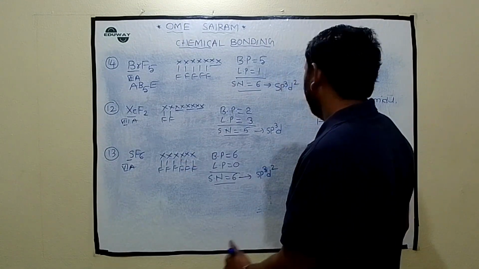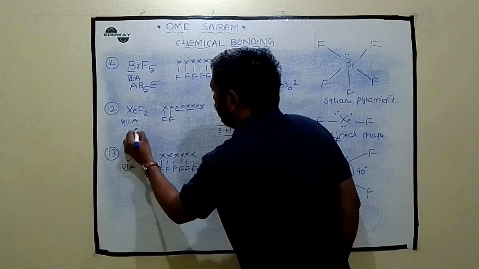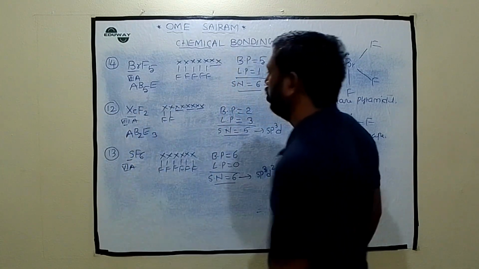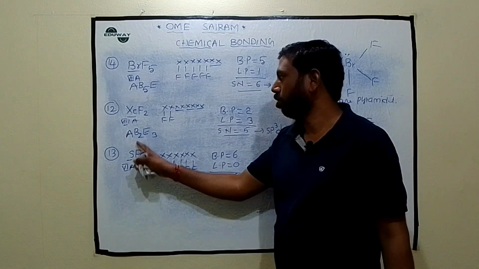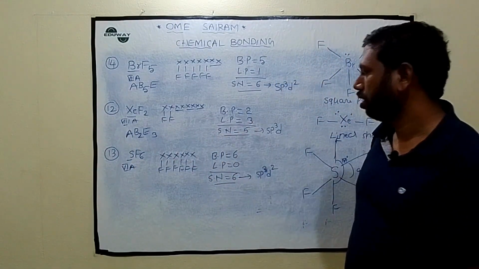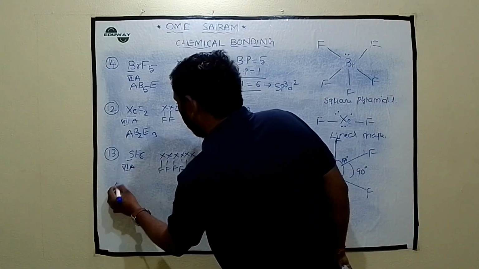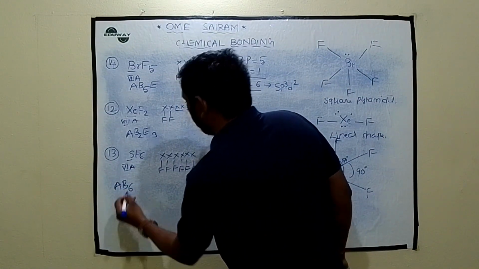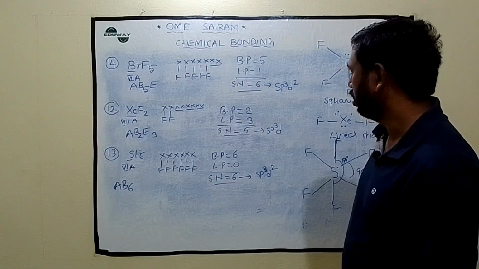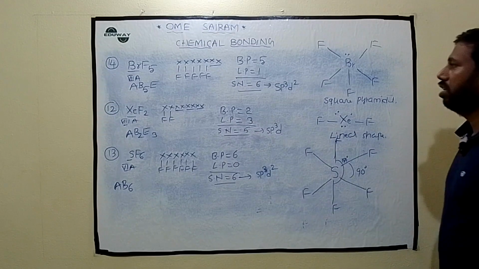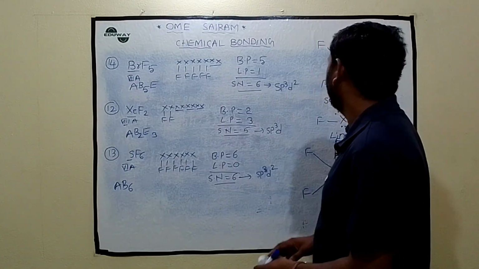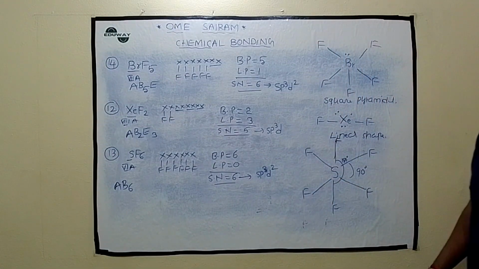XeF2 belongs to AB2E3, that means it contains 2 bond pairs and 3 electron pairs, that means 3 lone pairs. SF6 belongs to AB6 molecule, that means it contains only 6 bond pairs. So these are the molecules. In this way we can find out hybridization of the molecule and structure of the molecules.